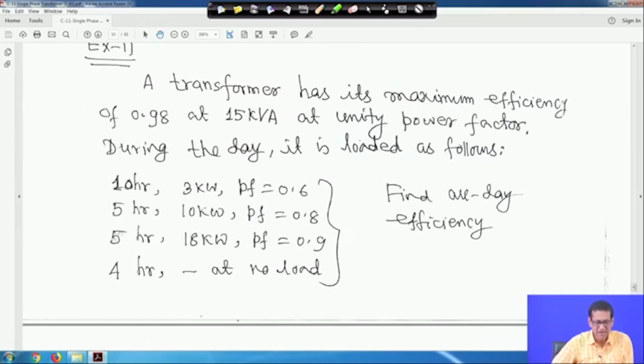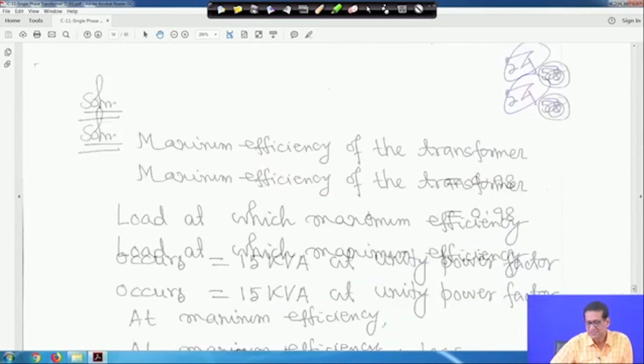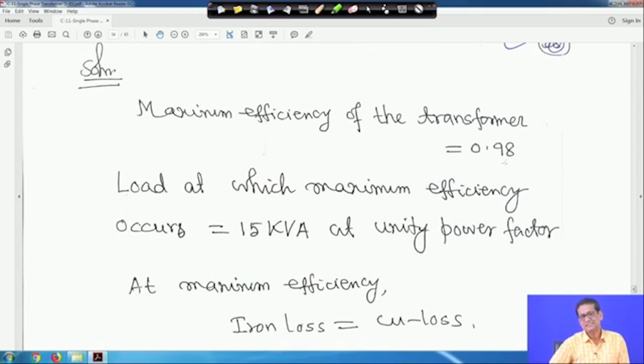So, total if you add it is 24 hours, and find the all day efficiency. So, 10 hours at 3 kilowatt. Basically 3 kilowatt into 10 means 30 kilowatt hour. Similarly like this. The maximum efficiency of the transformer is 0.98, that is given.